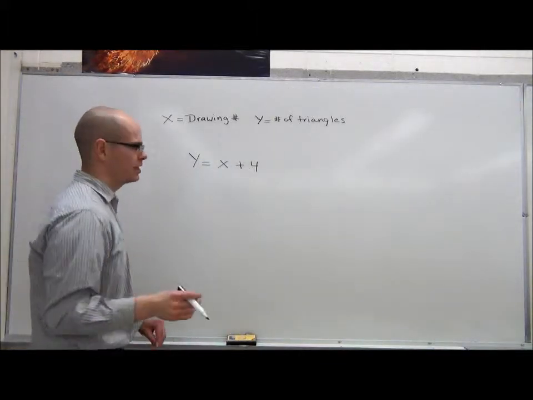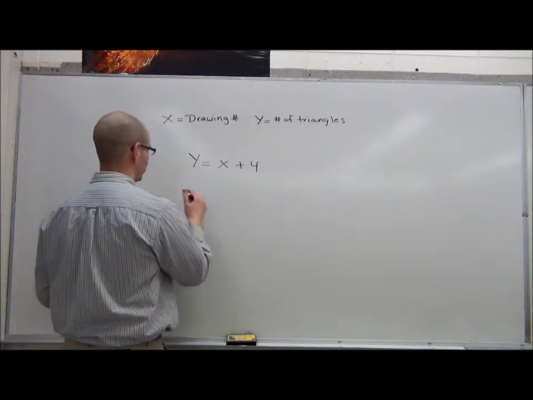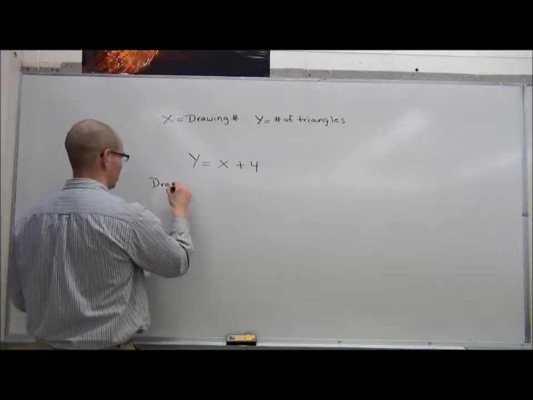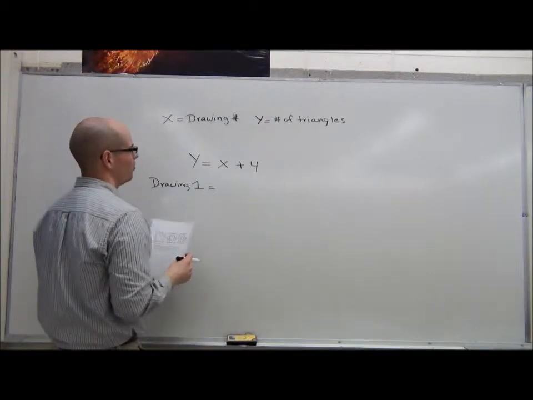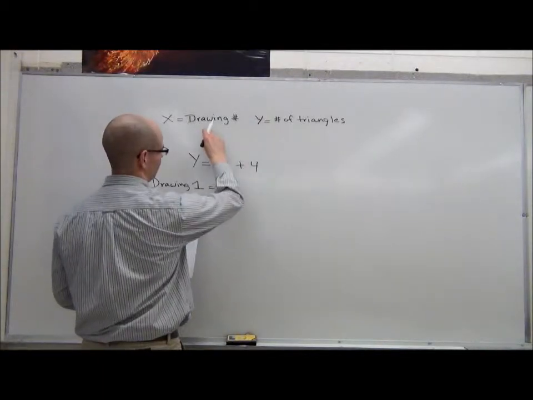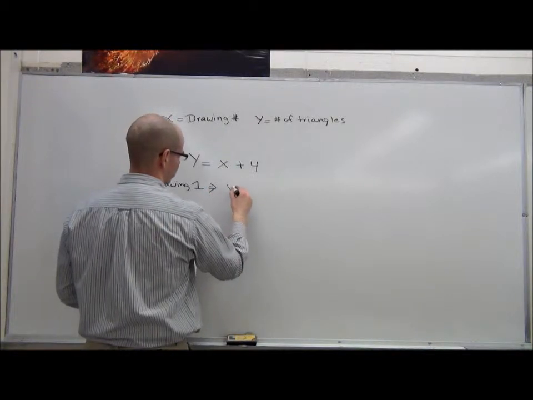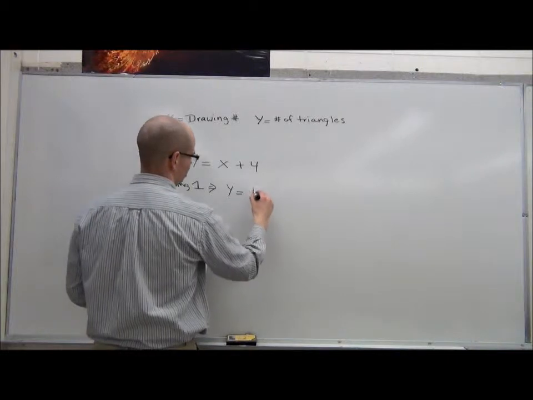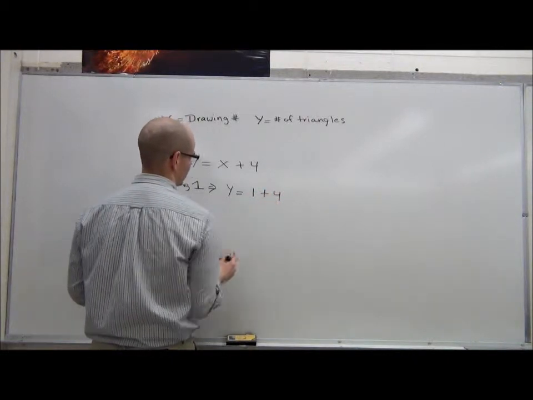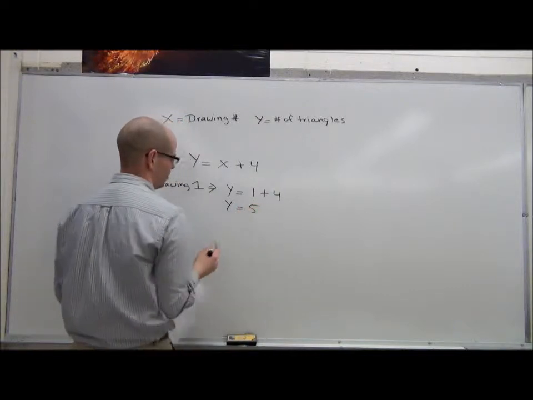All right? You have the data table in front of you. We found that for the first drawing there were 4. So let's try it for drawing 1. For drawing 1, we had 4 triangles for the first drawing. So for this one, I'm going to go y equals, and it was the first drawing, so it was 1 plus 4. Okay, so then I have y equals 5.